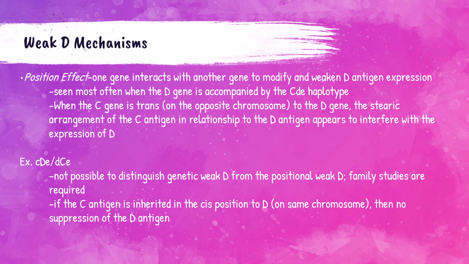The position effect is when one gene interacts with another to modify and weaken the D antigen expression. This is seen most often when the big D gene is accompanied by the big C, little d, little e haplotype. When the big C gene is trans, meaning on the opposite chromosome to the big D gene, the steric arrangement of the big C antigen in relationship to the big D antigen appears to interfere with the expression of big D. It's not possible to distinguish between a genetic weak D and a positional weak D. Family studies are required if indicated.